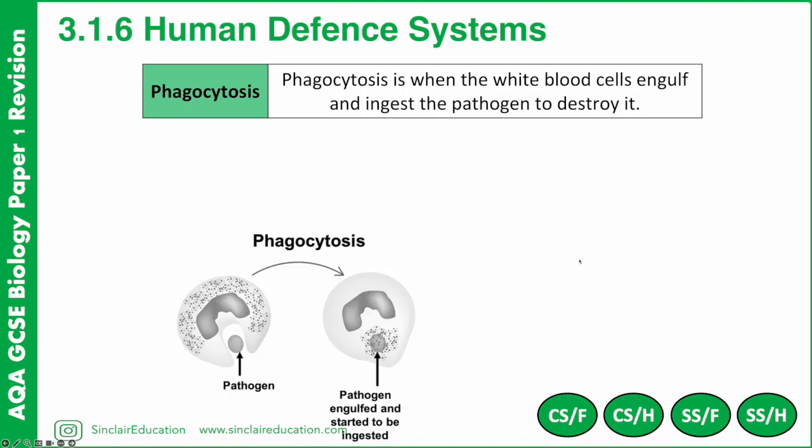The immune response has got three actions. We have got phagocytosis, produce antibodies, and produce antitoxins. So three things will start to happen at the point which our immune system acts. Phagocytosis is when the white blood cells engulf and ingest a pathogen, causing it to be destroyed.